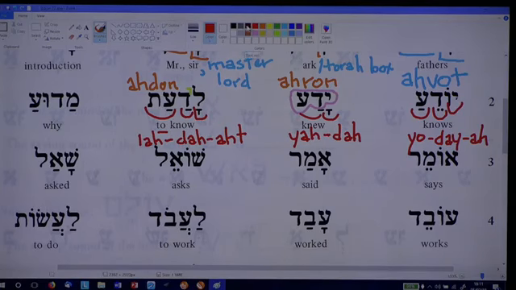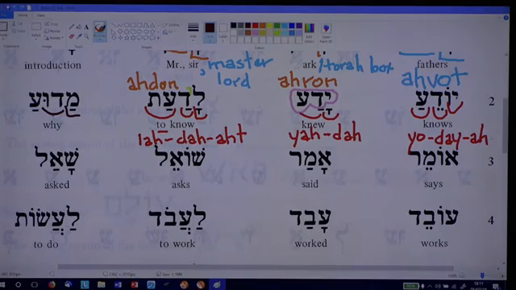Why is a mem, so it's ma. This vav with the shuruk is an u, so this is du. So that's pronounced ma, du, or personally, I prefer using a U instead of the double O's. Ma, du. Why'd you do that? Madua.